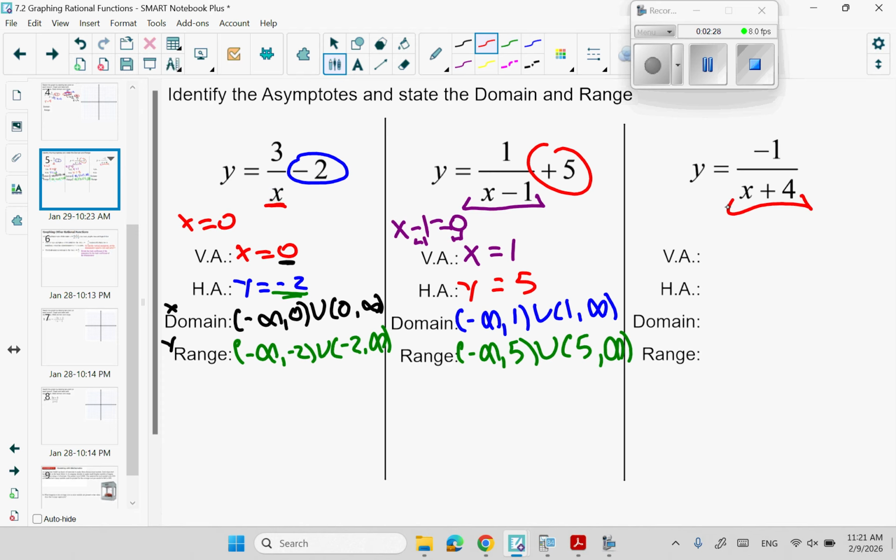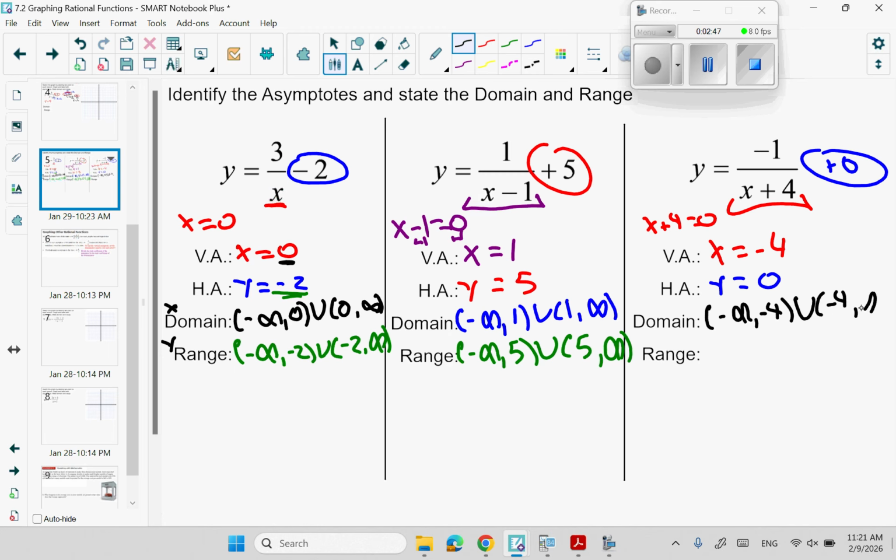Over here, x plus 4 equals 0, so we get x equals -4. I have nothing out here. Well, what's math nothing? That's 0. So I get y equals 0. So my domain is -infinity to -4, union -4 to infinity, and my range is -infinity to 0, union 0 to infinity. All that should more or less be revealed.